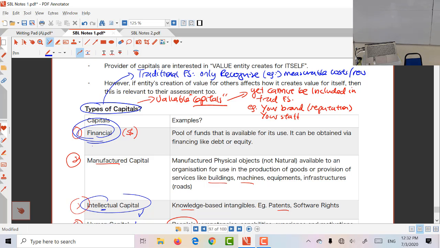So this is the transformation that we are seeing. But along the way, there will be risks.